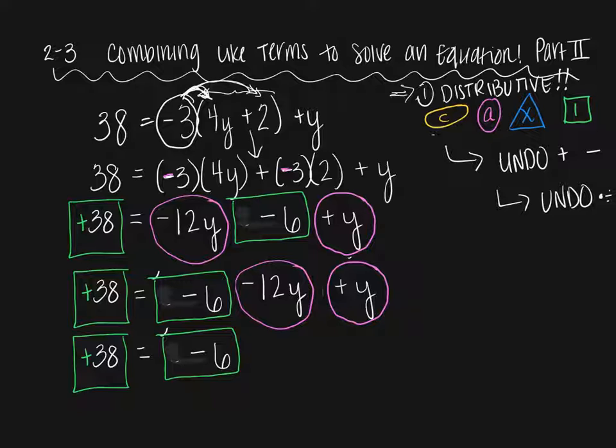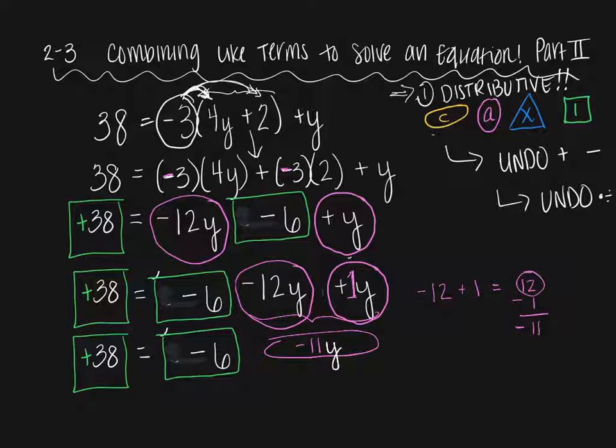So how do I get these into one circle? Well, let's look at this. This is the same as -12 plus 1. Remember that there's a hidden 1 right here in front of my y. So -12 plus 1 is what? Well, that's the same as 12 minus 1, and take the sign of the larger. 12 is negative, so it should be -11y. Don't forget to add in your variable.